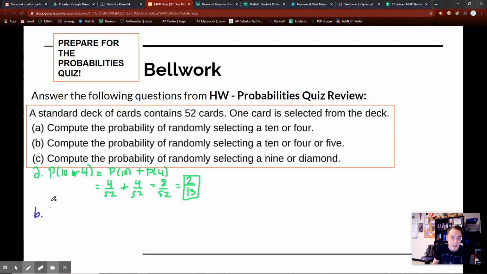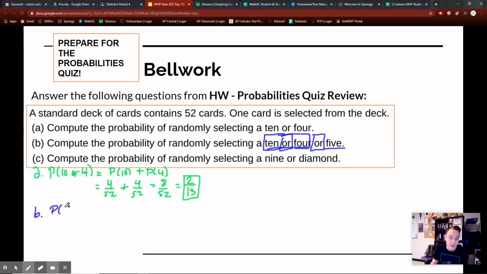Let's go to B. Compute the probability of randomly selecting a 10 or 4 or 5. Just because it has multiple ors doesn't mean anything. You can still just add over and over again. Now the cool thing is this, guys. Does a 10 have anything to do with a 4? No. Does it have anything to do with a 5? No. But here's another cool thing. You ready? I already know the probability of a 10 or a 4.